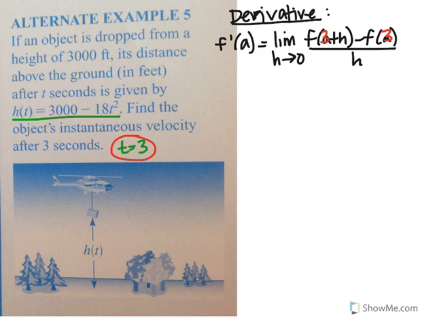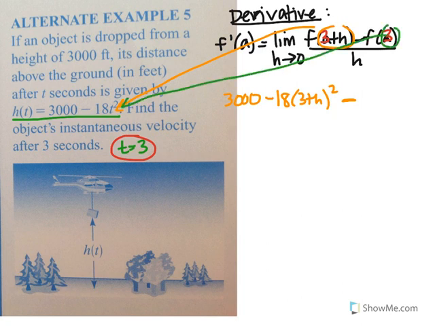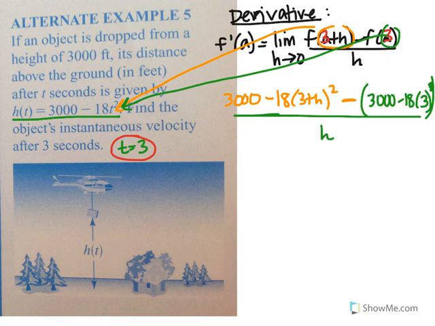What I'm going to do first is evaluate the function at 3 plus h. Everywhere there's a t, I'm going to plug in the 3 plus h, since t is the variable in the equation, not an x. So I'm going to get 3,000 minus 18 times 3 plus h, squared. Then minus, when I plug in 3, I'm going to subtract off the whole thing: minus 3,000 minus 18 times 3 squared. I am going to simplify that, and that's all over h.